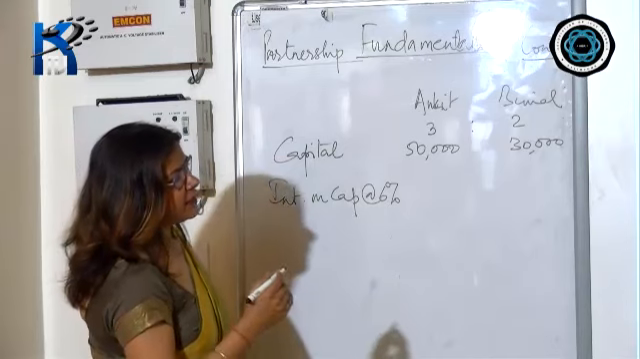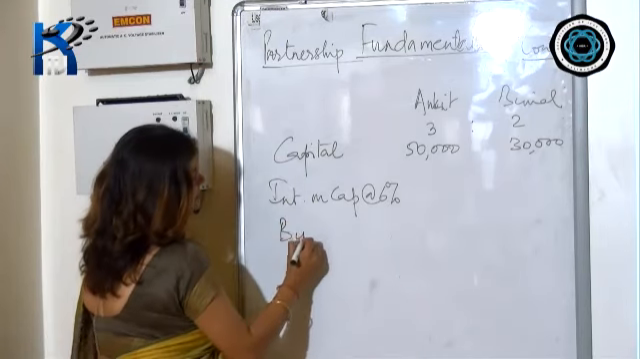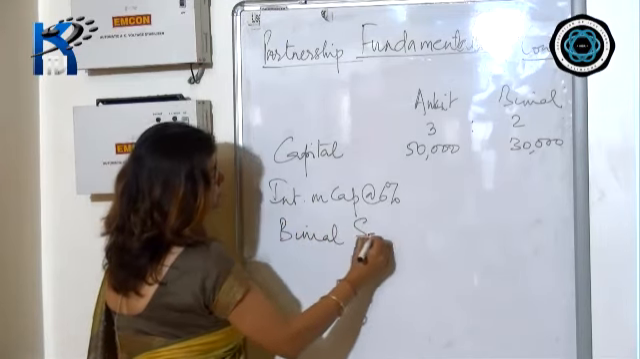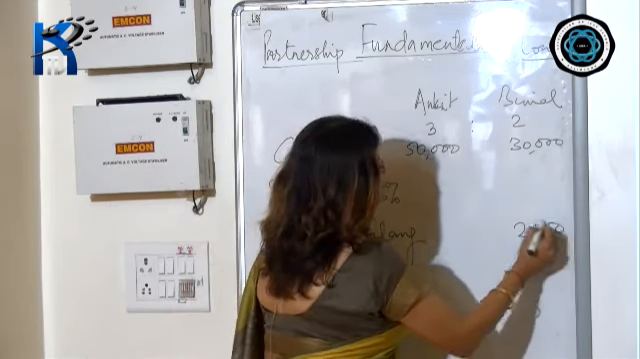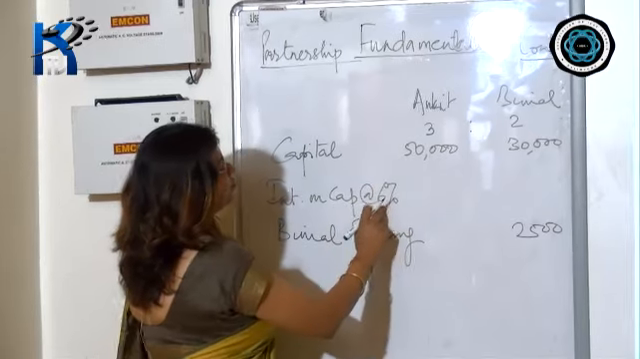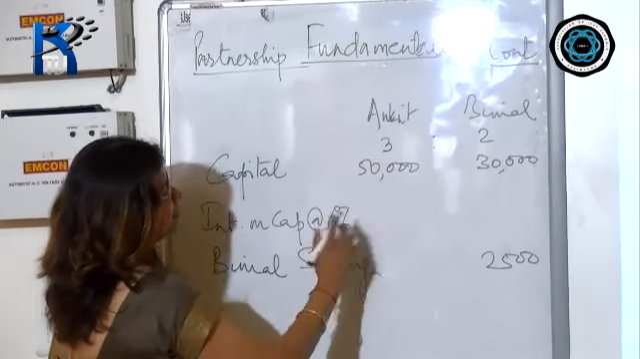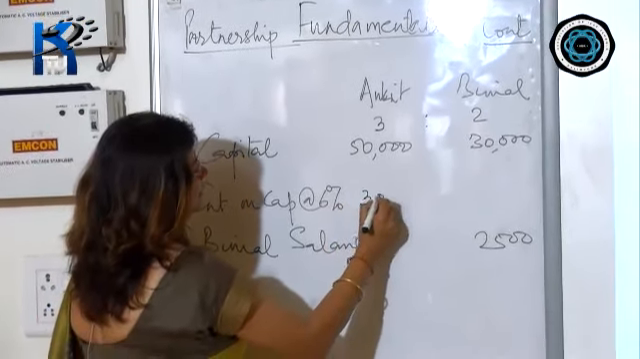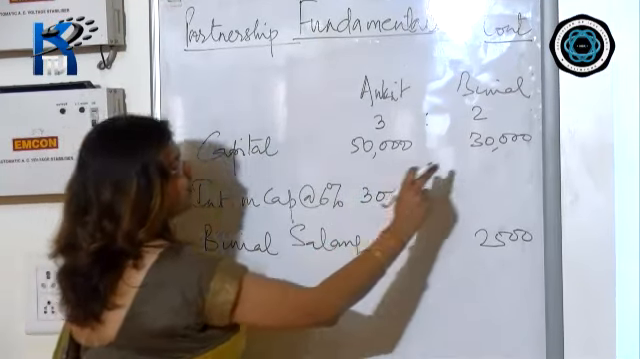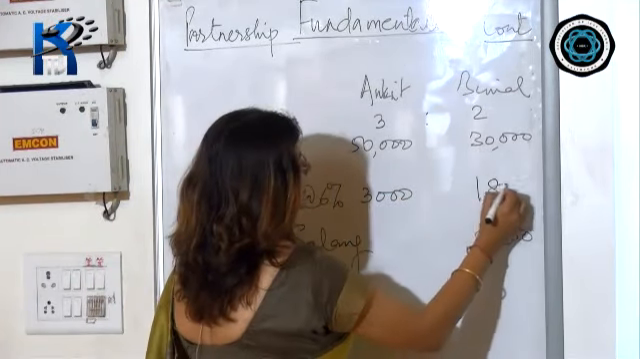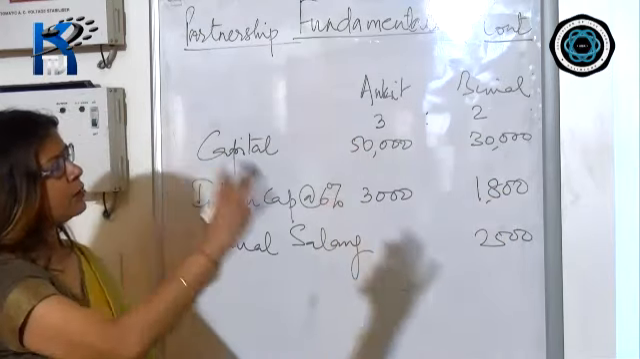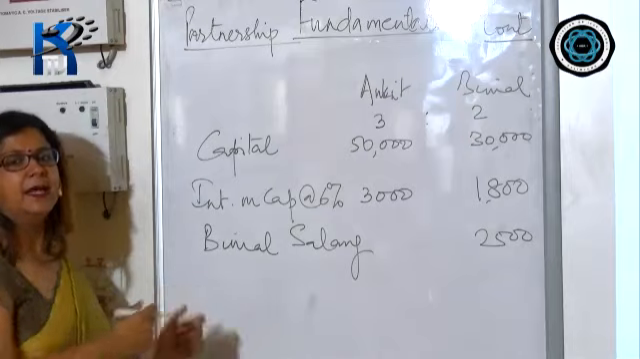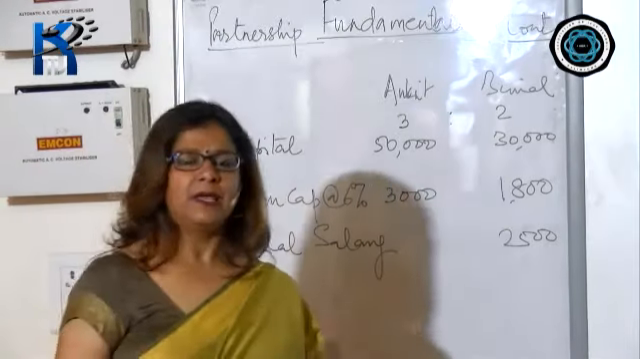Who is given the salary? Bimal. So Bimal's salary is 2,500. What is the interest coming out to be? 6% of 50,000 is 3,000 and 6% of 30,000 is 1,800. So these are the interest, this is the salary. Now if you express the whole question like this, it becomes very easy for you to carry on with the question.